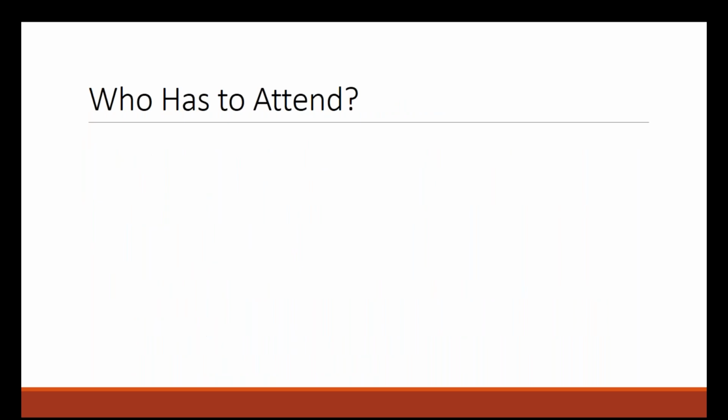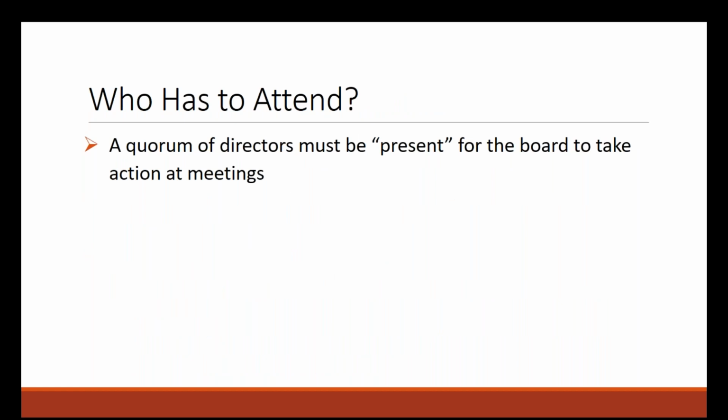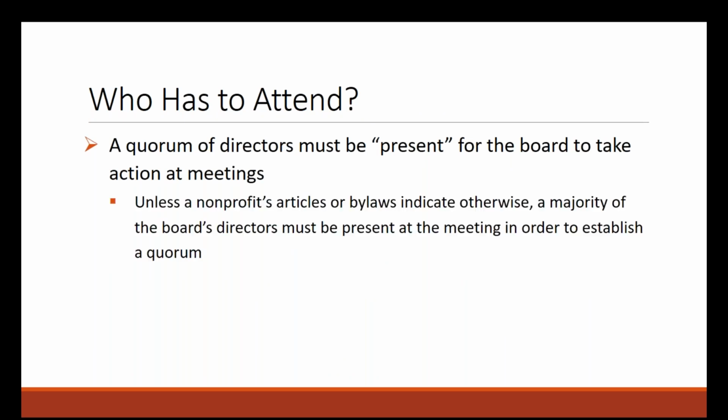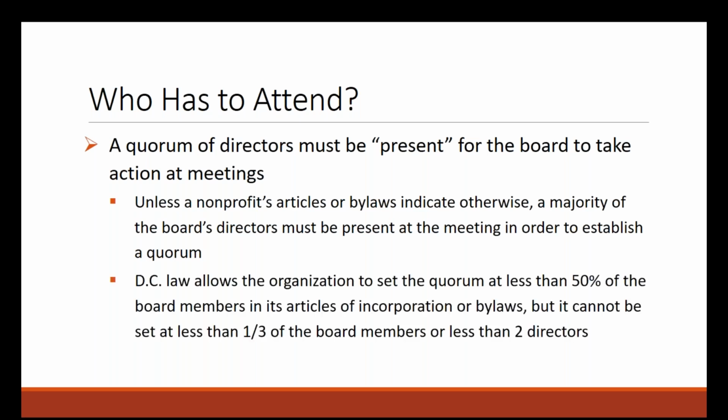Okay, let's talk about who has to attend. A quorum of directors must be present for the board to actually take action at a meeting. Unless your articles or bylaws indicate otherwise, a majority, or 50% or over, of the board's directors must be present in order to establish your quorum. The code allows nonprofits to set a quorum that's less than 50% in your articles or bylaws, but you cannot set it at less than either a third of the board members or less than 2 directors.